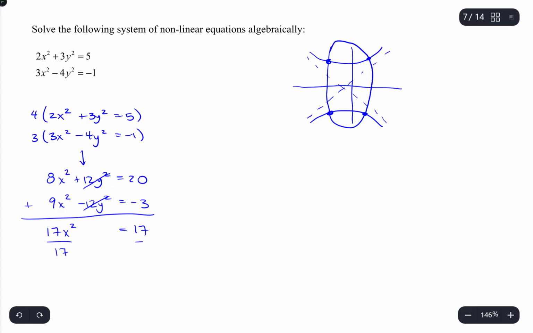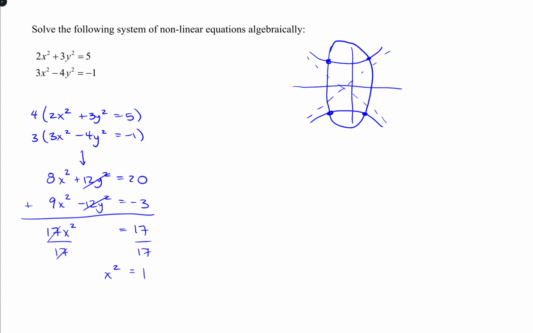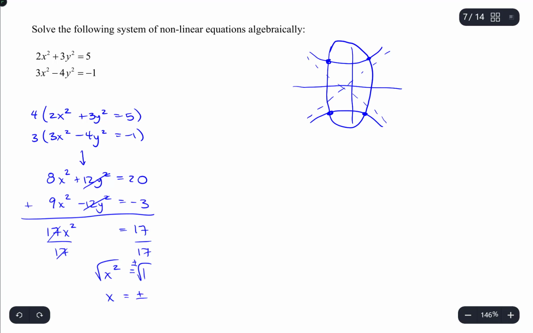Oh, and that's actually a lot nicer than what I had before, because now the 17's cancel and I get x squared equals 1. And when I take the square root of both sides to get x by itself, of course I need to make sure to consider the positive or negative case. So x would be plus or minus 1. All right, so solutions. At this point, it looks like I have two solutions, one where the x value is positive 1, and another where the x value is negative 1.